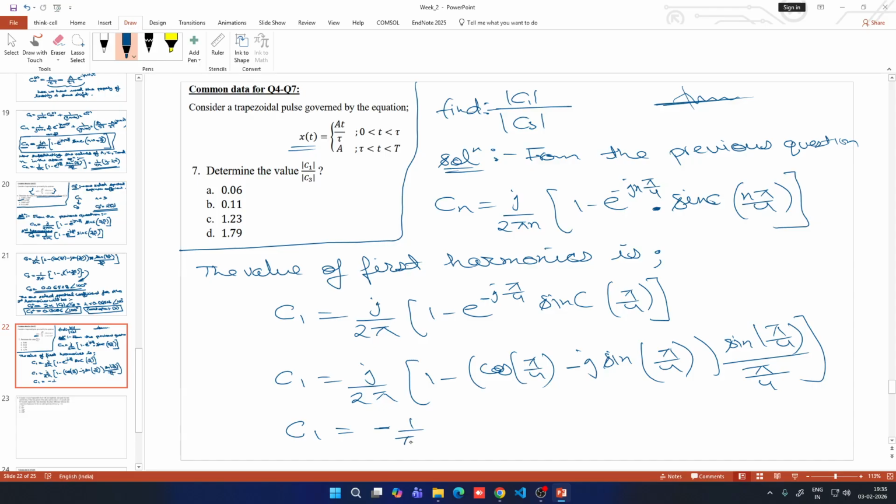minus 1 by pi square plus j by pi square into minus 1 plus pi by 2, and if we write it in the polar form, the magnitude will be approximately equal to 0.1166.